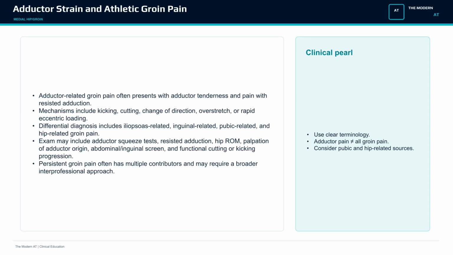Use clear terminology. Do not label all groin pain as an adductor strain. Assess hip range of motion, adductor strength, abdominal or inguinal symptoms, pubic tenderness, and functional cutting or kicking tolerance.